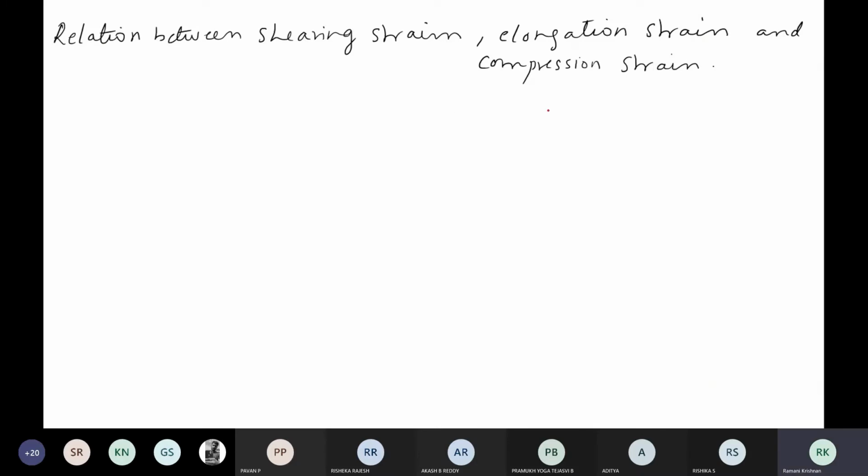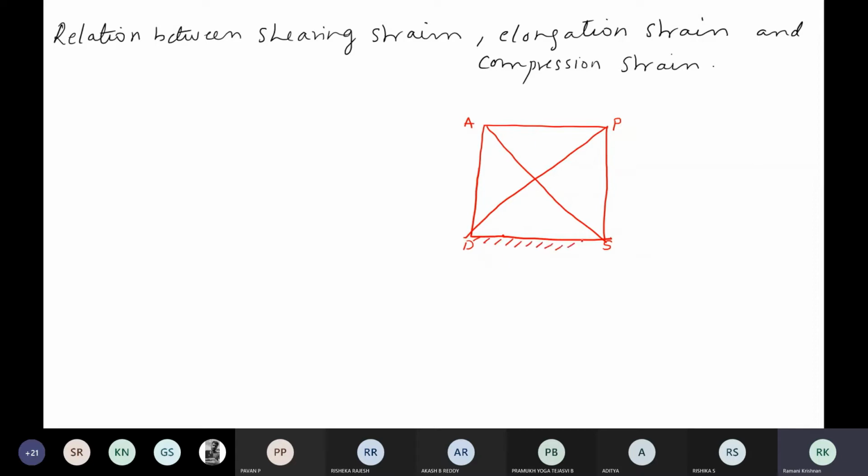So what I had done yesterday, the same diagram, because today's topic also I have to use the same diagram. So I take the same cube, and let us follow the same naming, APSD. And this is the diagonal I'm drawing here. So DP and AS are the diagonals for the cube, and this end is fixed. Today's topic also I need the same diagram, so I will not explain that again.